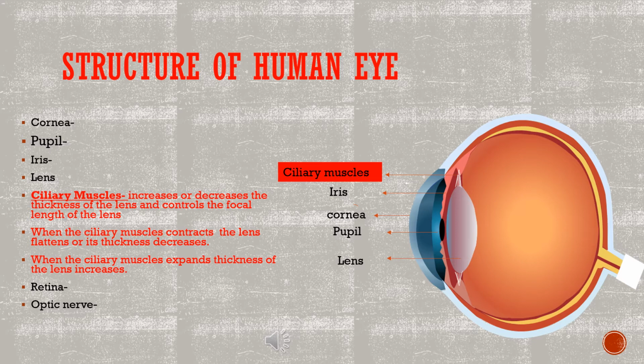This is how ciliary muscles are helping us. Once again, ciliary muscles increase or decrease the thickness of the eye lens and control the focal length of the eye lens.